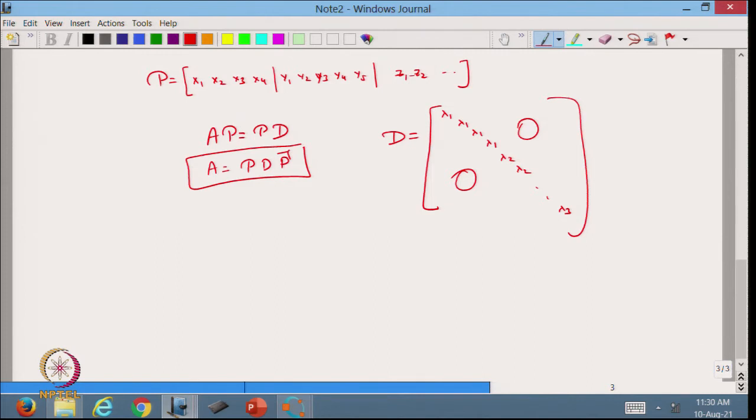Now, up to here it is okay. Now, I will see another thing: what will happen if matrix A is symmetric.